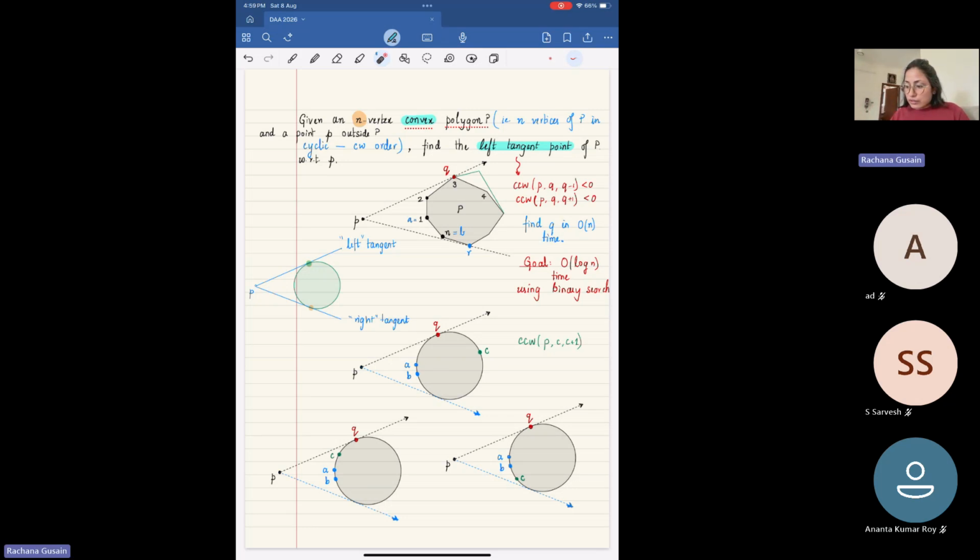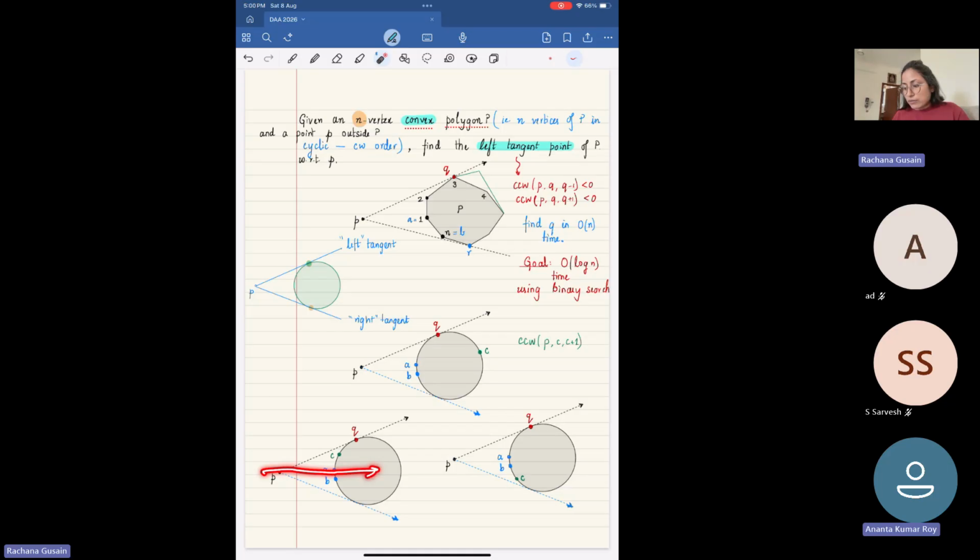Now, when C lies in the inner half, then we have to do one more test to know whether C lies above A or below A. And that is again easy, right? I will use the CCW test for P, A, and C.